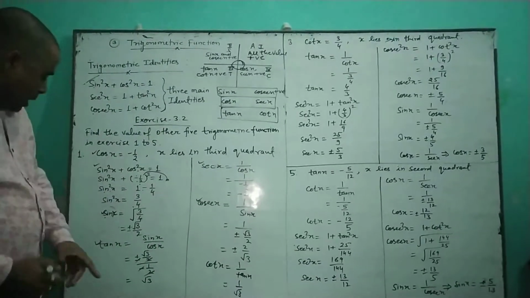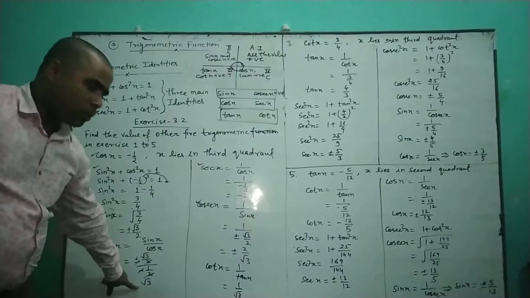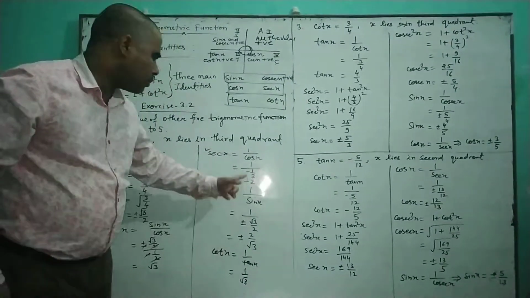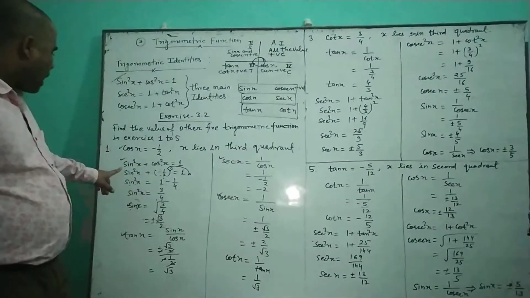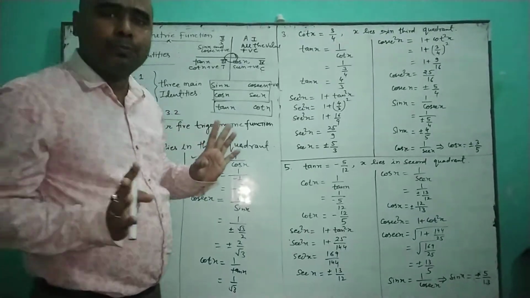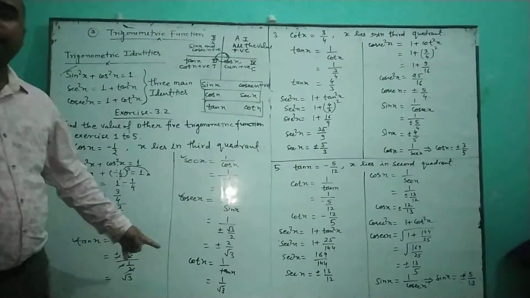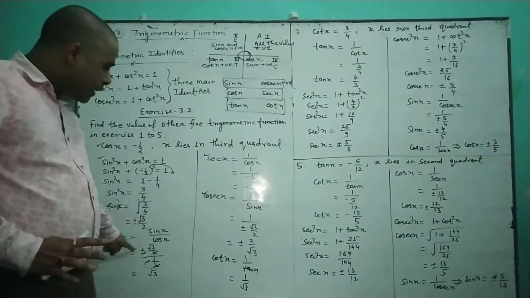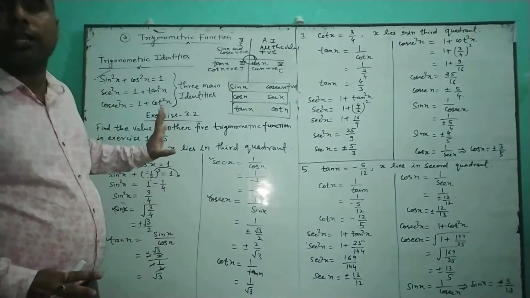Now we see here that tan x is always positive and cot x is always positive, and for the rest, cosec x is plus minus, sec x is minus, sin is plus minus, cos is minus. All the values are negative except tan x and cot x. It means in the third quadrant, tan x and cot x will always be positive and the rest four are negative.